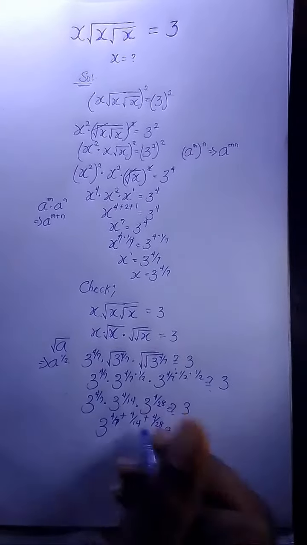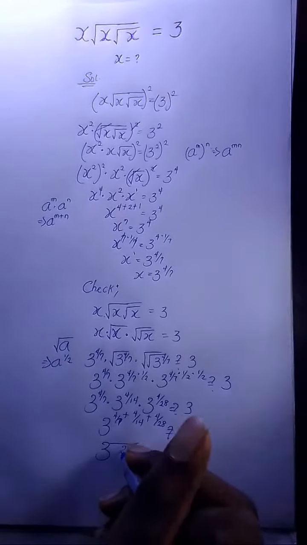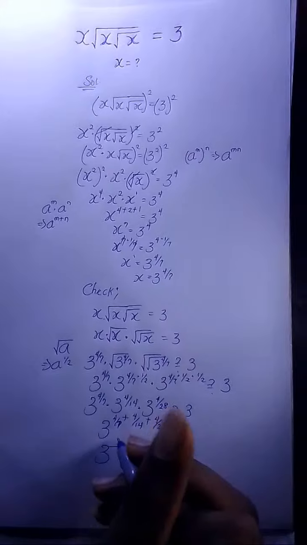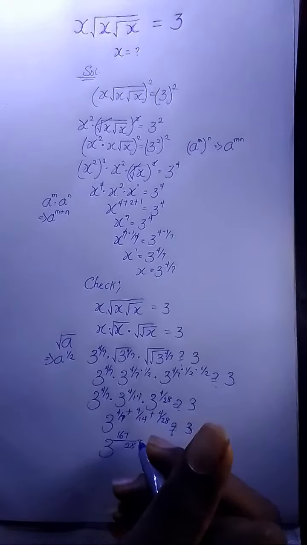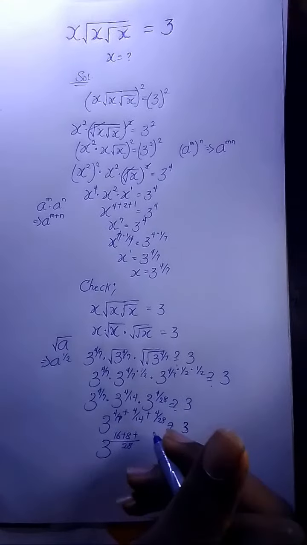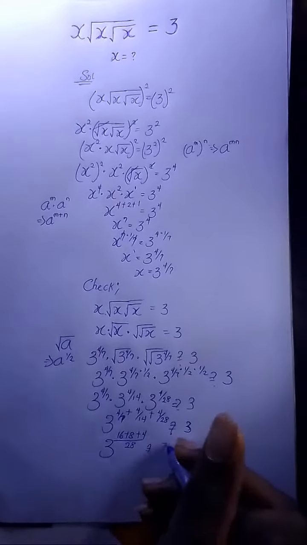From here, we'll find the LCM of these denominators. The LCM is 28. 28 divided by 7 gives us 4, 4 times 4 is 16. Plus 28 divided by 14 gives us 2, 2 times 4 is 8. Plus 28 divided by 28 gives us 1, 1 times 4 is 4. Does it give us 3?